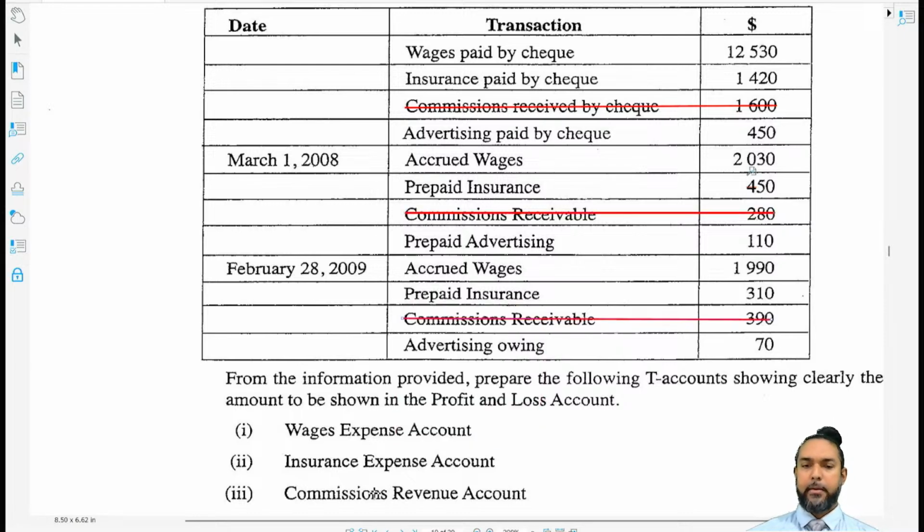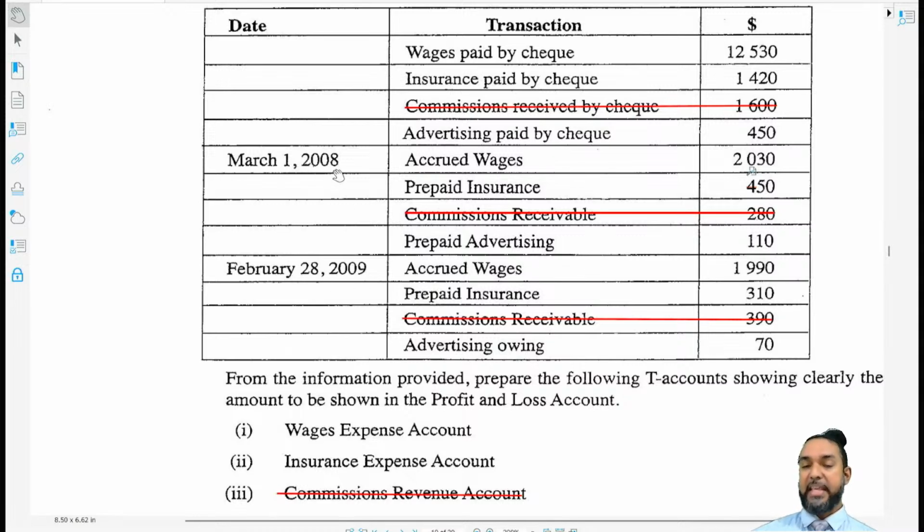Cool. All right. So again, ignore commissions. So we have wages paid by check, insurance paid by check, advertising paid by check, right? So what's the common theme there? Those are all payments. Those are all expenses being paid, or the payment amounts in respect of each of those expenses. Agreed?